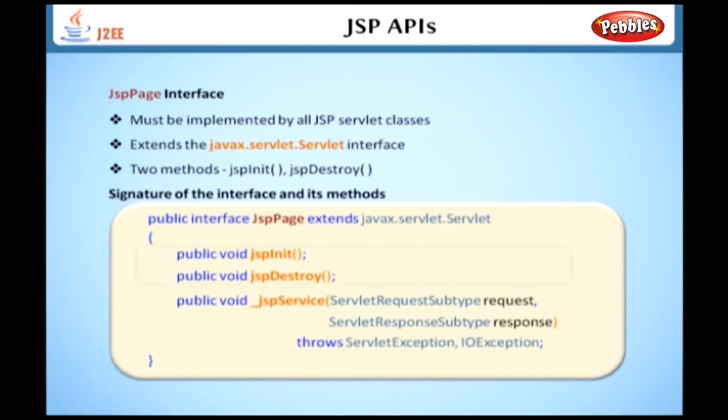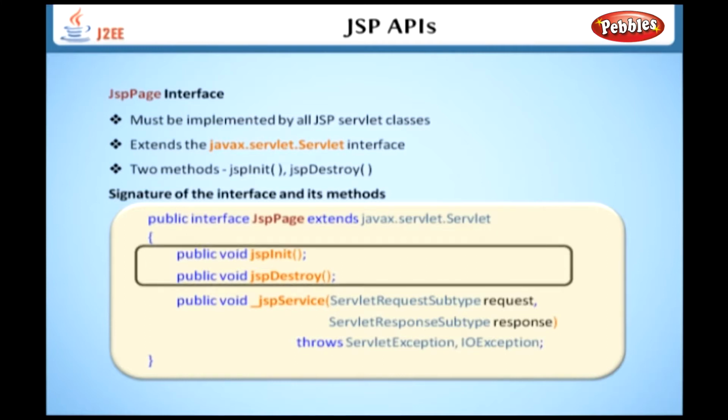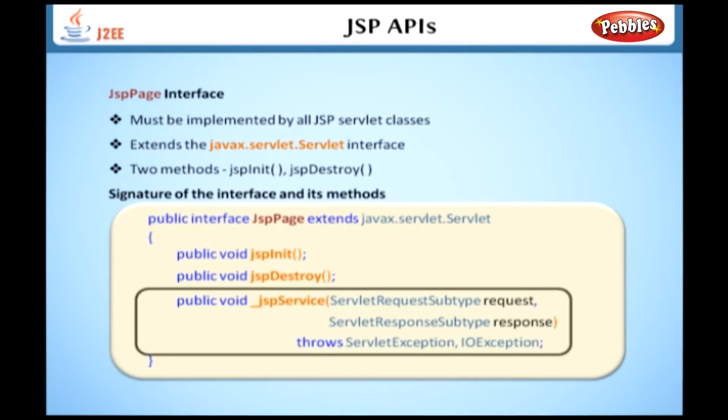We have already discussed about jspInit and jspDestroy methods in the previous lesson, so let's discuss the third, _jspService method, which is automatically defined by the JSP container.